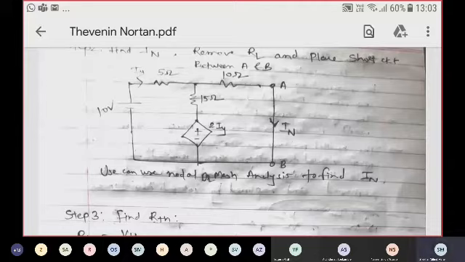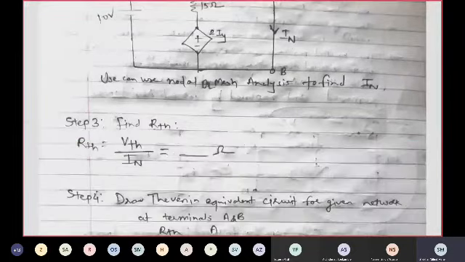Then the third step is to find RTH. VTH upon IN will give you RTH, because dependent sources are there. Dependent sources are active all the time unless and until their control variable becomes 0. So that's why, with dependent sources, we have to follow this procedure: step 1 VTH, step 2 IN, and step 3 RTH.